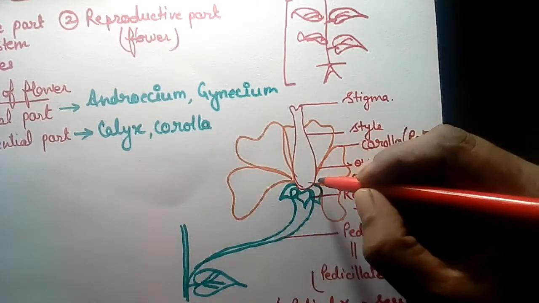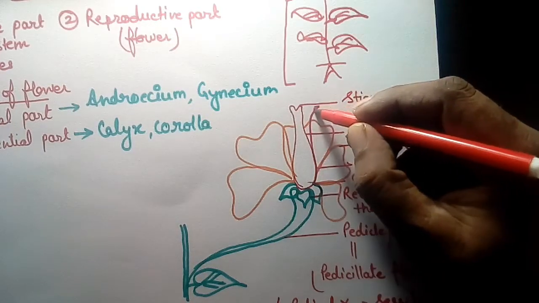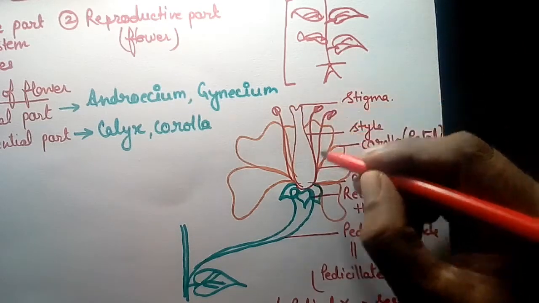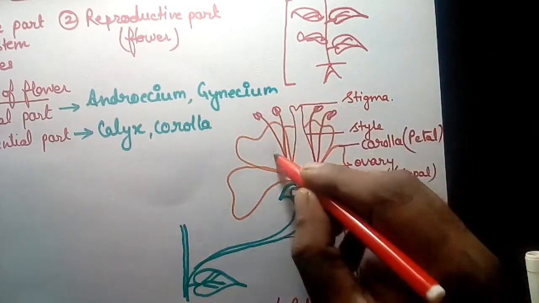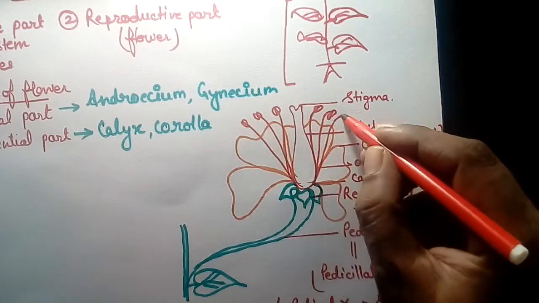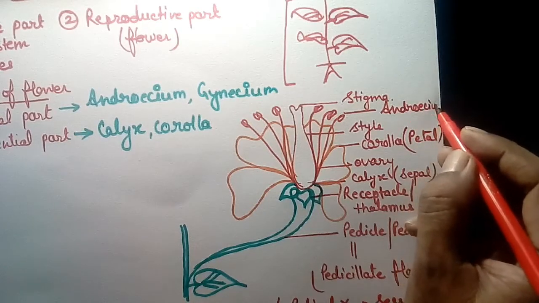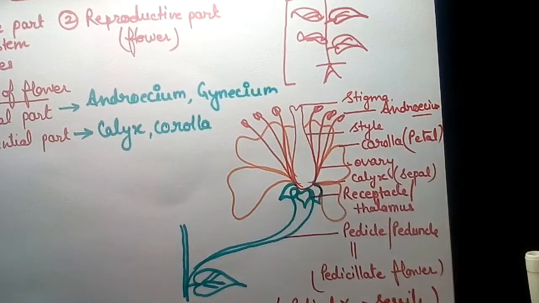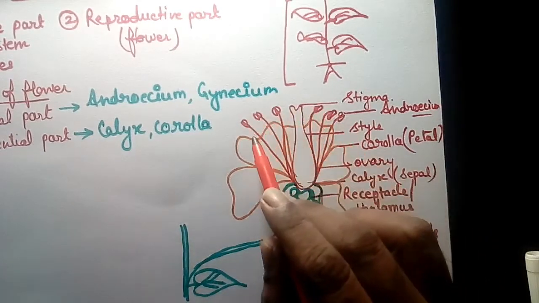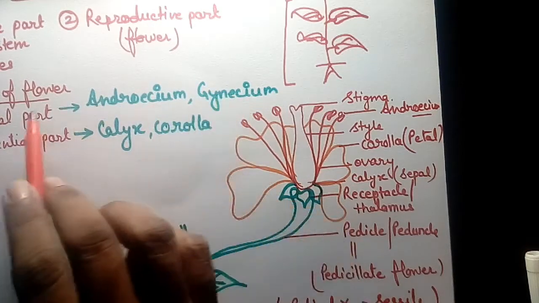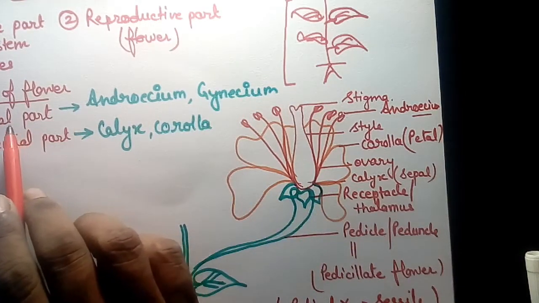Now what is androecium? Androecium is present like this. These parts are called androecium. The combined structure is called androecium. The individual unit is called stamen, and combinedly they form the androecium. So androecium and gynoecium are the essential parts. That means they help in the reproduction process. That's why they are called the essential part.